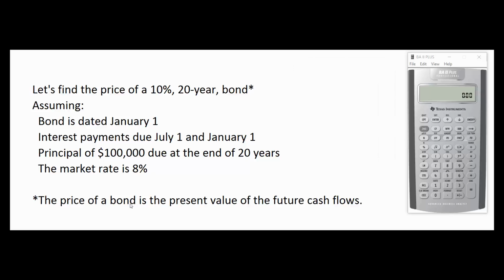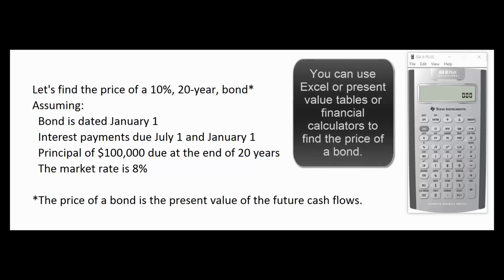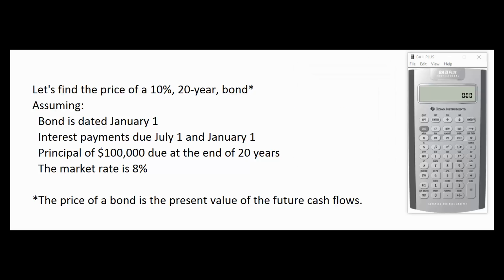Remember, the price of a bond is the present value, the value today, of the future cash flows, discounted at the market rate of return. In this case, the market rate is 8%. Okay, you can use Excel, you can use tables in the back of accounting books, or you can use financial calculators to find the price of a bond. So let's find the price of this 10% bond in an 8% market.